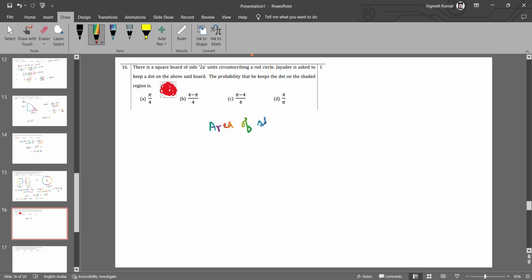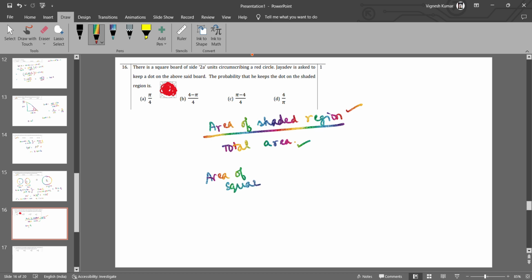So it is like area of the shaded region divided by total area. This should be our required answer, because area of the shaded region is the favorable outcome and the total area is the total number of outcomes. So the probability that he keeps the dot on the shaded region is area of shaded region divided by total area. So what is the area of the shaded region? It is area of square minus area of circle, divided by total area, which is area of square.